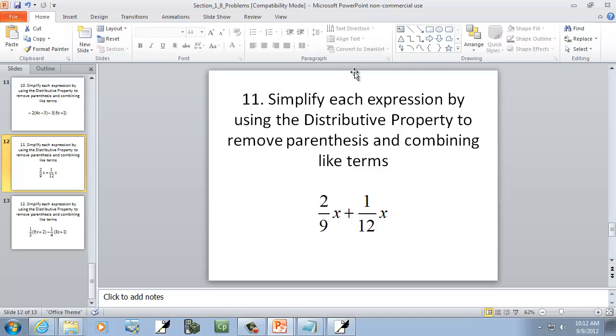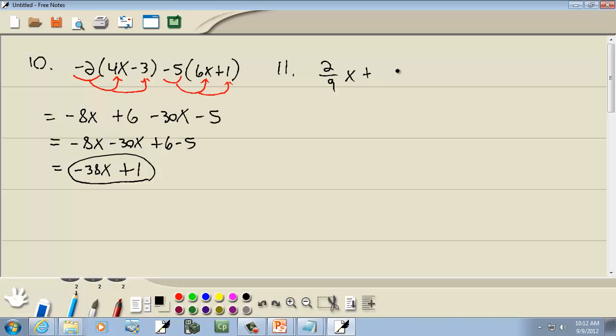Here we got 2/9 x plus 1/12 x. Well, here, they're like terms. In order to combine these together, we want to get a common denominator. To find our least common denominator, remember we do the prime factorization of each denominator. 9 is 3 times 3, and 12 is 2 times 2 times 3.